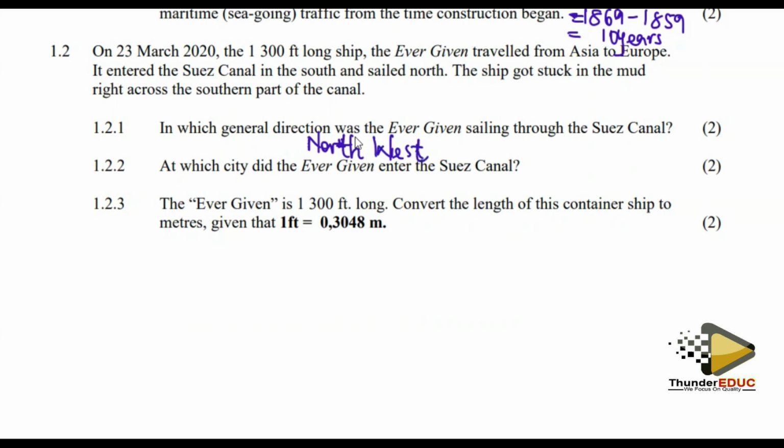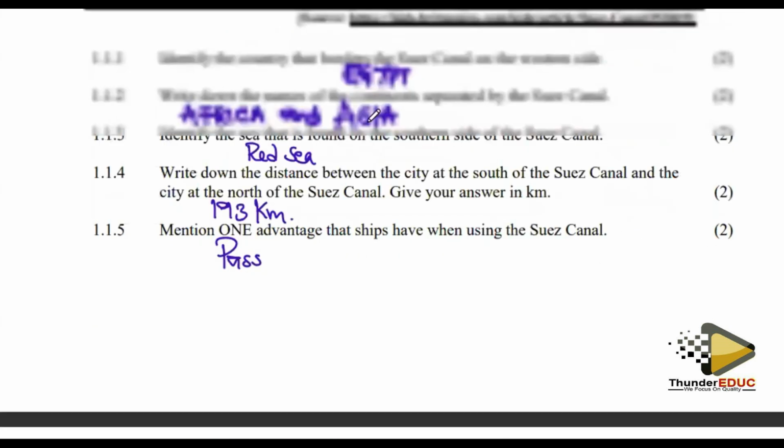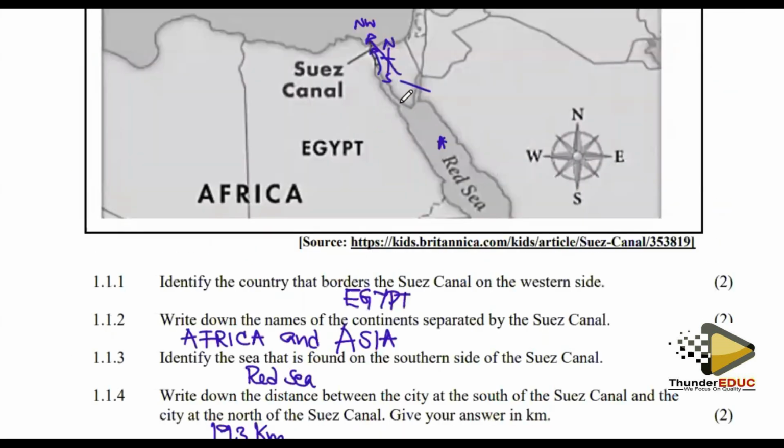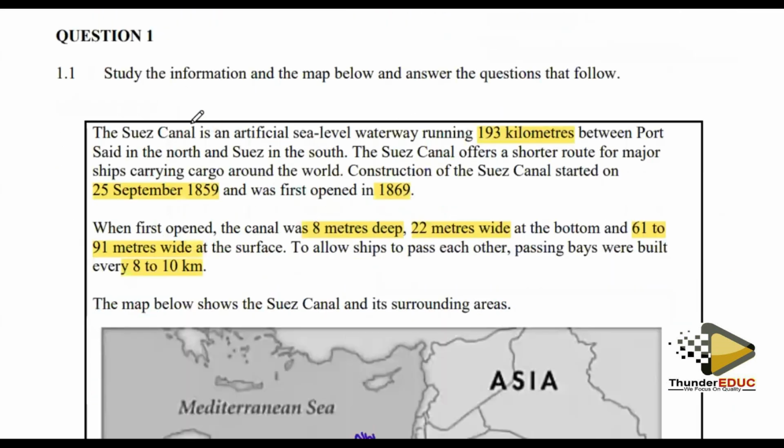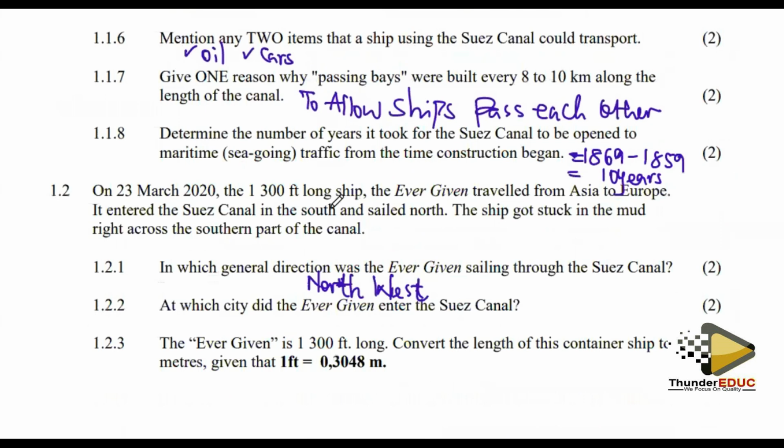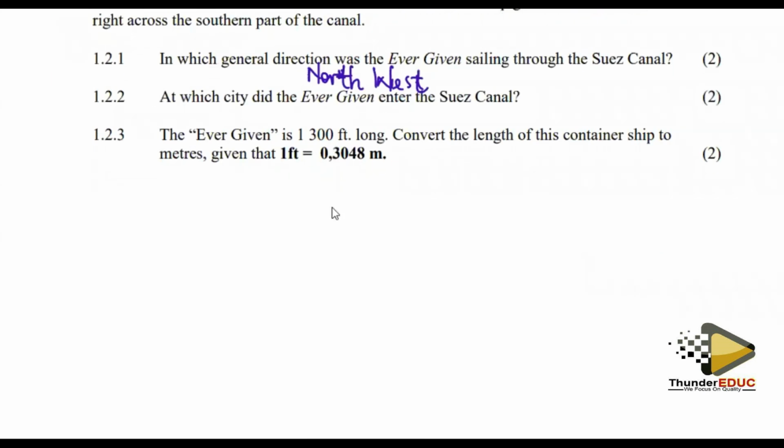At which city did the Everest enter the Suez Canal? It entered from the south. So we come here, we say the Suez Canal is at visual level running between Port Said in the north and Suez in the south. So it entered through the Suez, because it began from the south going north.